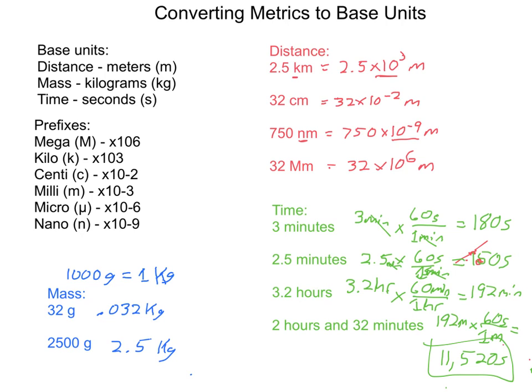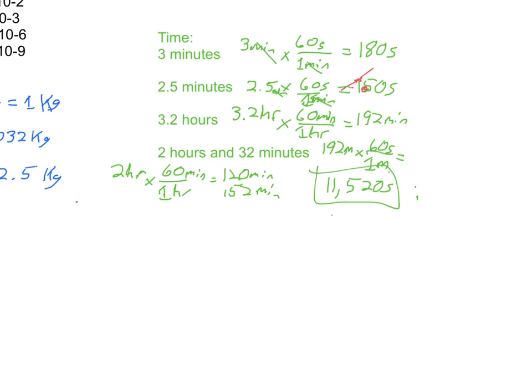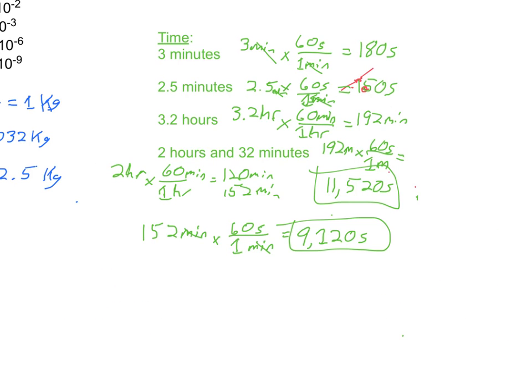Now let's look at one that's mixed, 2 hours and 32 minutes. The first thing to do is get my 2 hours down to minutes. So in 2 hours, 60 minutes per hour, as we all know, 120 minutes there. But I have 2 hours and 32 minutes. That's the 2 hour portion, so add on my 32 minutes, 152 minutes, and now let's convert that to seconds.